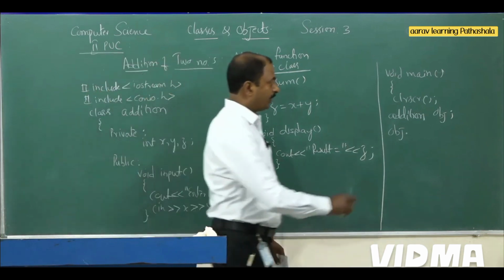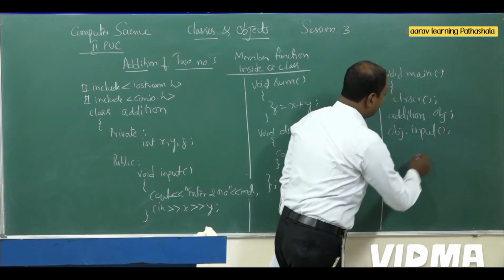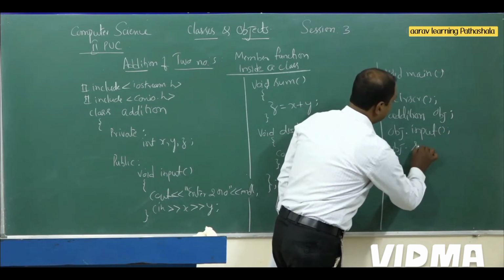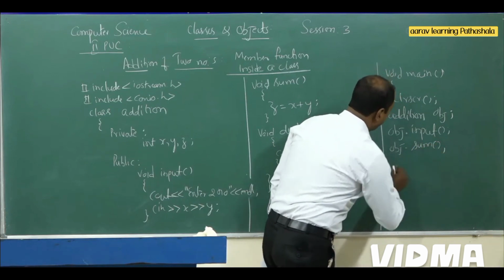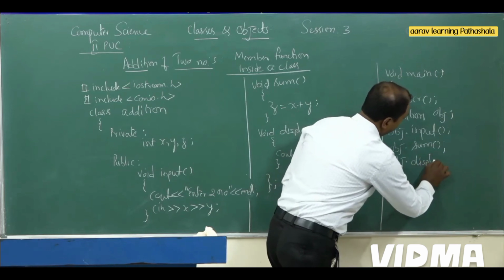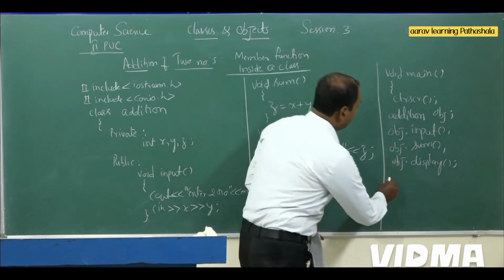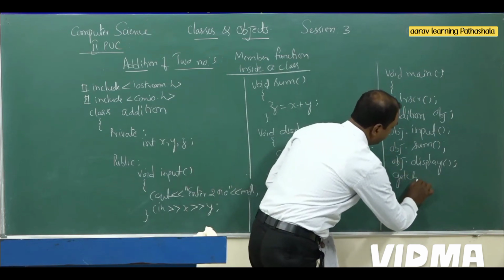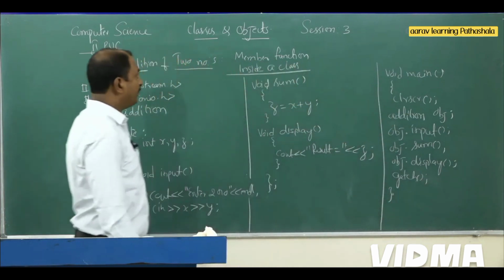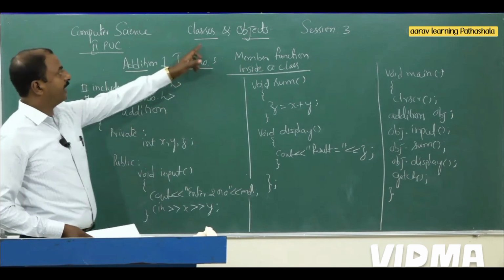I say obj dot input is a function. Next, immediately after this, the next function is the sum function. Next one is obj dot display. This is another function. After this we say getch, and we are closing this. So this is your complete program in C++ with the help of classes and objects.